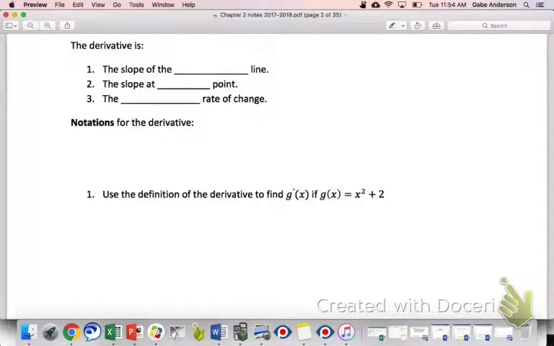So the derivative, we could describe this in a number of ways. The slope of the tangent line. That's just what we were focusing on. We could also call the derivative the slope at a blank point. Yeah, one point, or one specific point. And then Jackson has said this once or twice here today, I think. The blank rate of change? Instantaneous. Yeah, so that's more of an application thought there. Instantaneous rate of change.